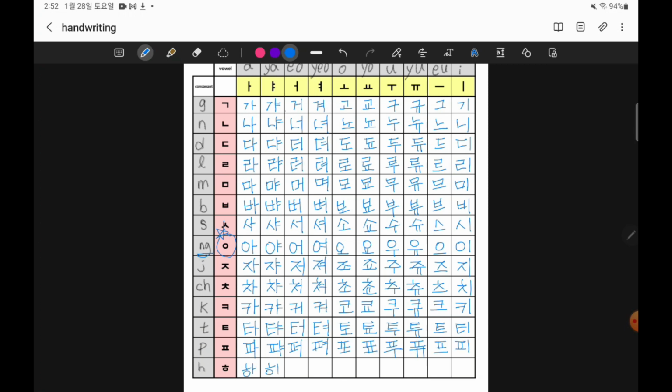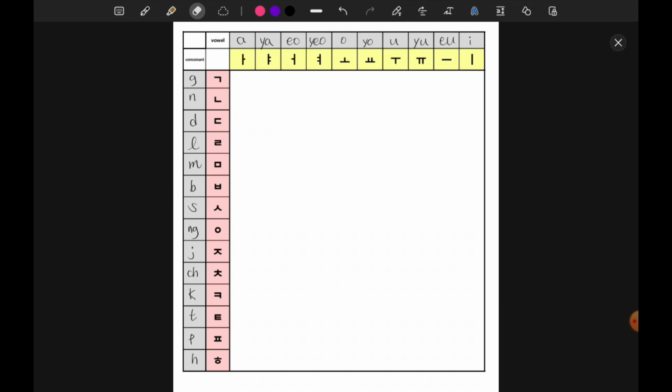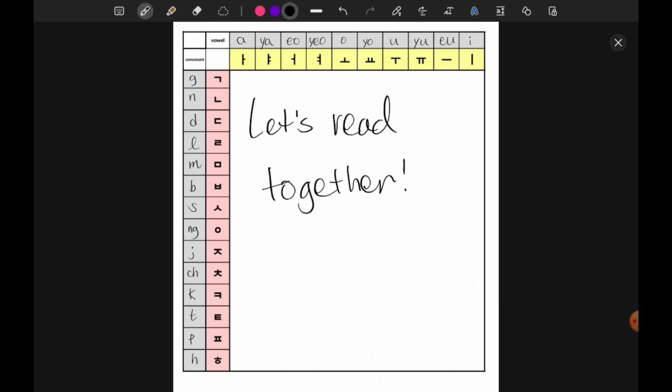하, 햐, 허, 혀, 호, 효, 후, 휴, 흐, 히. Okay, perfect. And now we've learned how each consonant and vowel is pronounced. Let's combine them and learn how to read actual words.